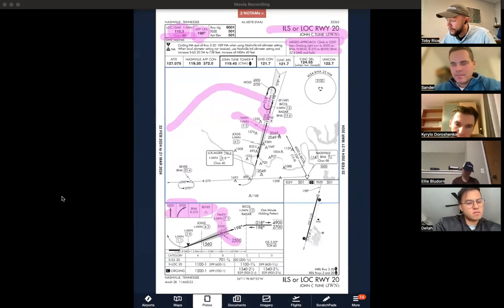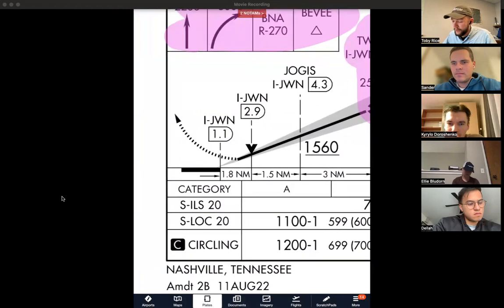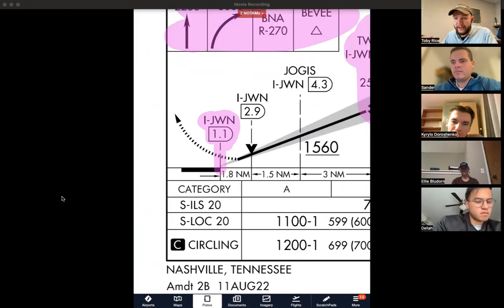So here on the localizer approach for John Tune, because this is a localizer as well as an ILS, for the localizer, the missed approach point is at the end of the runway. Now you're wondering, well, how do you know that? How do I know the missed approach point is at the end of the runway? Well, the reason is because on any approach where there is both lateral options, like just a localizer, as well as a localizer and a glide path, the missed approach point will always show on the FAA chart.